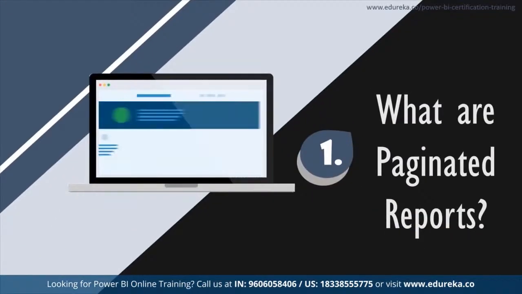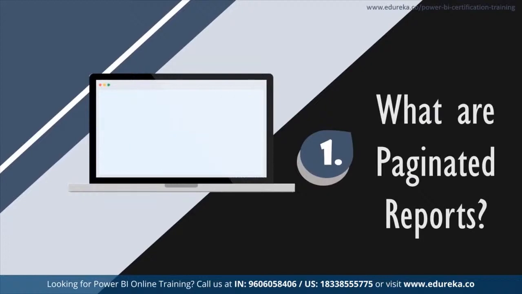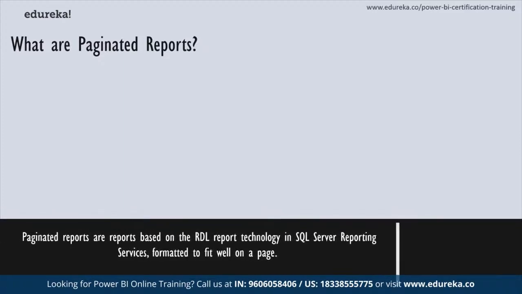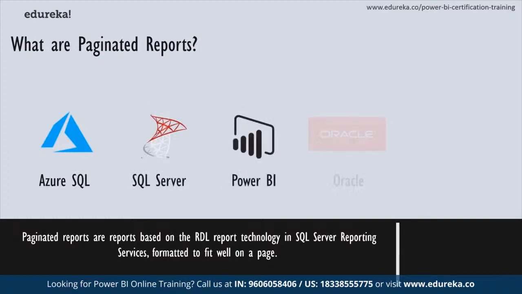Now let's start with paginated reports. And what are they? I assume some of you might have already used SQL Server Reporting Services. For them, paginated reports are not a new thing. For people for whom this concept is new, these reports are called paginated reports because they are formatted to fit well on a page. They display all the data in a table, even if the table spans multiple pages, and hence are given the name Pixel Perfect Reports, because you can control the report page layout exactly and precisely as you need it to be. Paginated reports are based on the RDL report technology in SQL Server Reporting Services and can have many pages to begin with.